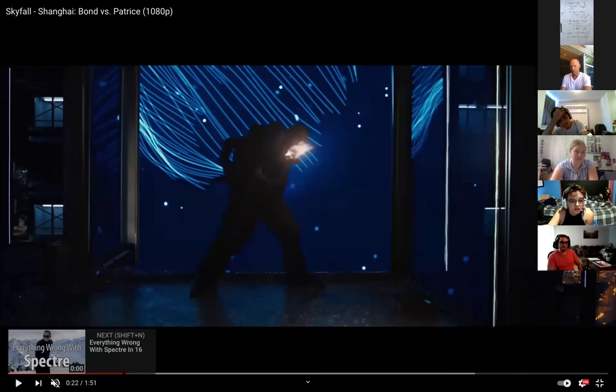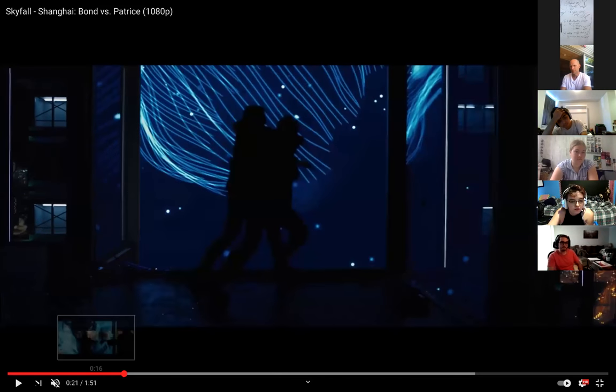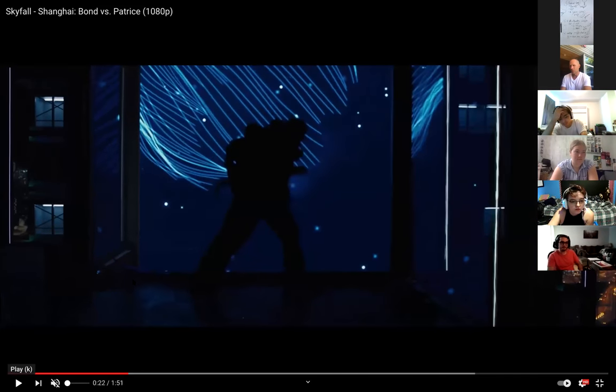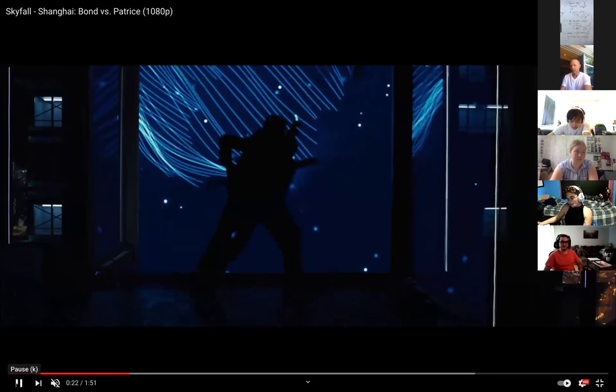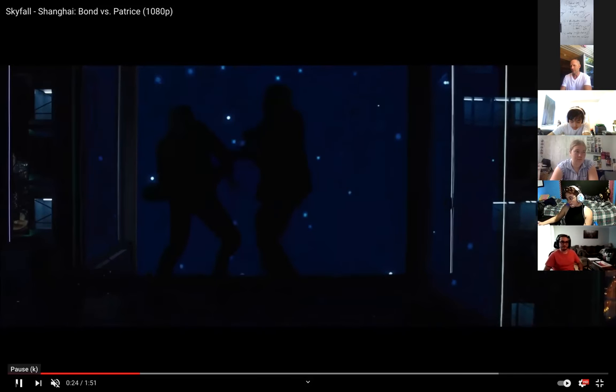Or just before that, where those two silhouettes merge into a single silhouette. And as a result, what ends up happening is that you don't know who's who. Did Bond get the gun? Did Bond take the gun away? Did Patrice keep the gun? Etc. So when they separate again, you don't know who's winning the fight.